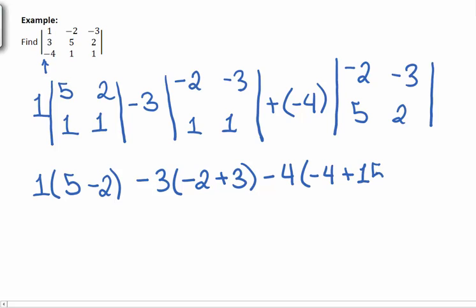So this is 3, minus 3, and then minus 4 times 11. So -44 is this determinant.